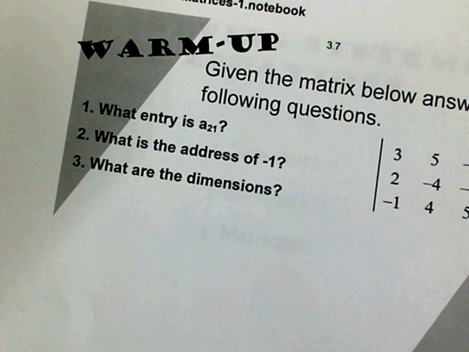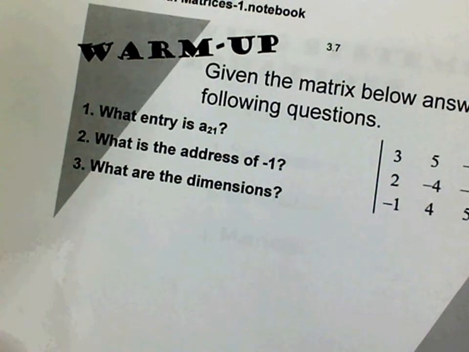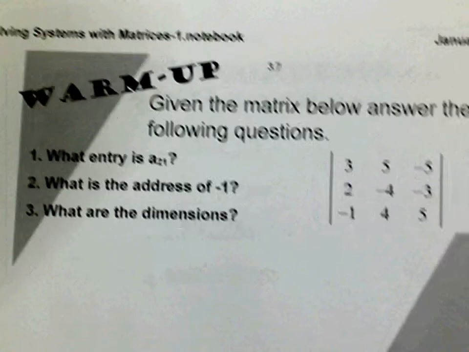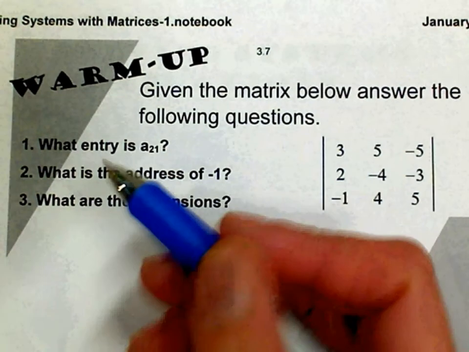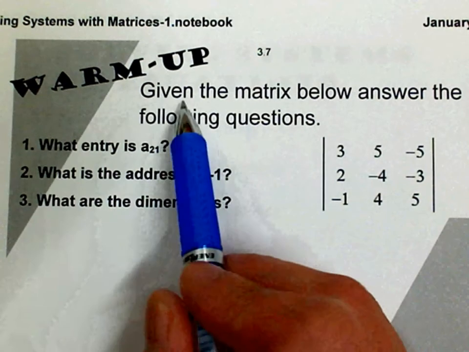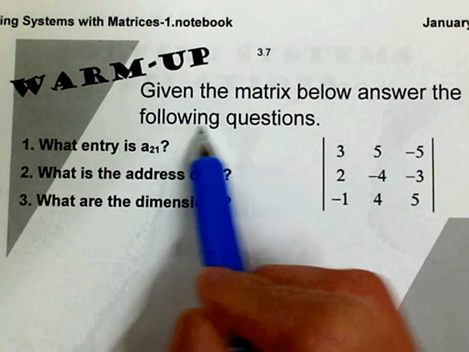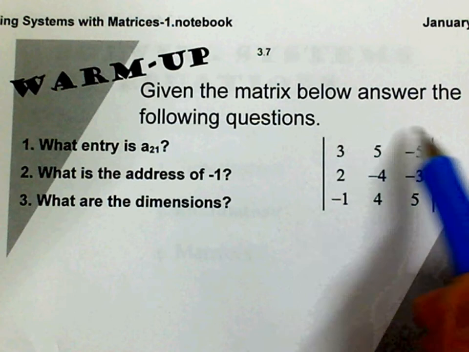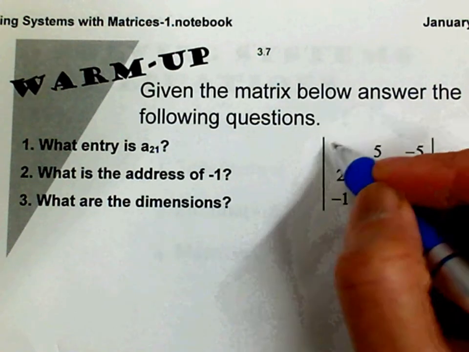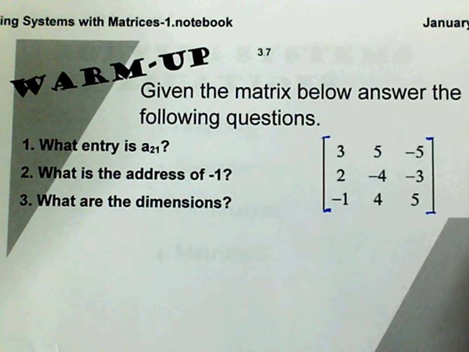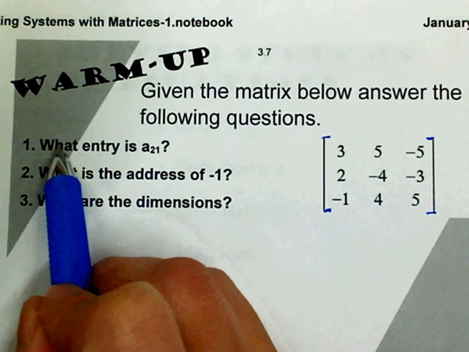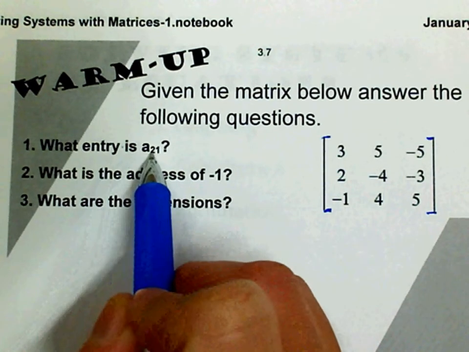We are doing 3.7 warm-up, and today here is the warm-up, okay? Let's do a little bit of reminder to help you guys. Given the matrix below, answer the following questions. And here you have a matrix, okay? Normally it's a bracket, and the reason those are straight is because I can't make them that big when I was writing it. So, what entry is A21?